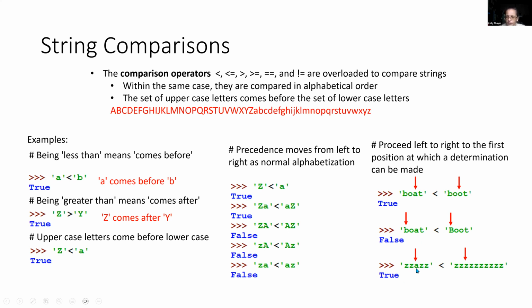And now we have these Z's with an A and some Z's over here. So we're going to say lowercase z comes before Z, no determination. Z comes before Z, no determination. Lowercase a comes before lowercase z. Okay, there we have a determination available, and that is true. So that's how Python would do those string comparisons.